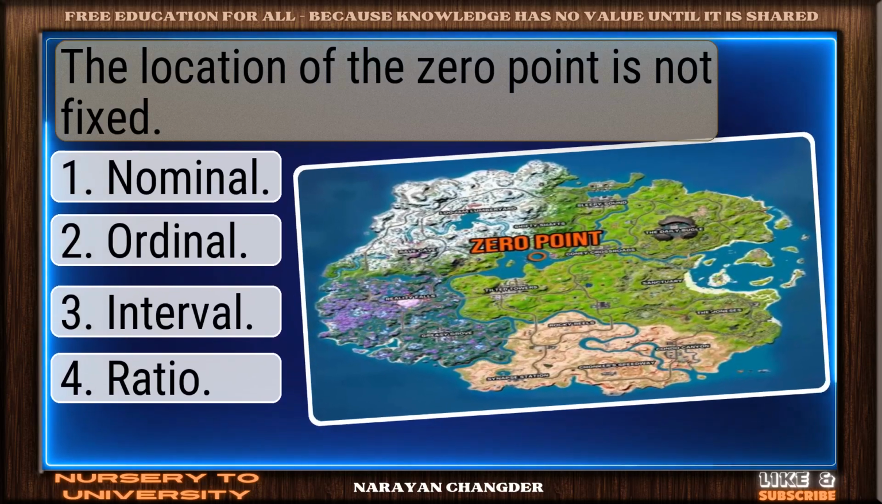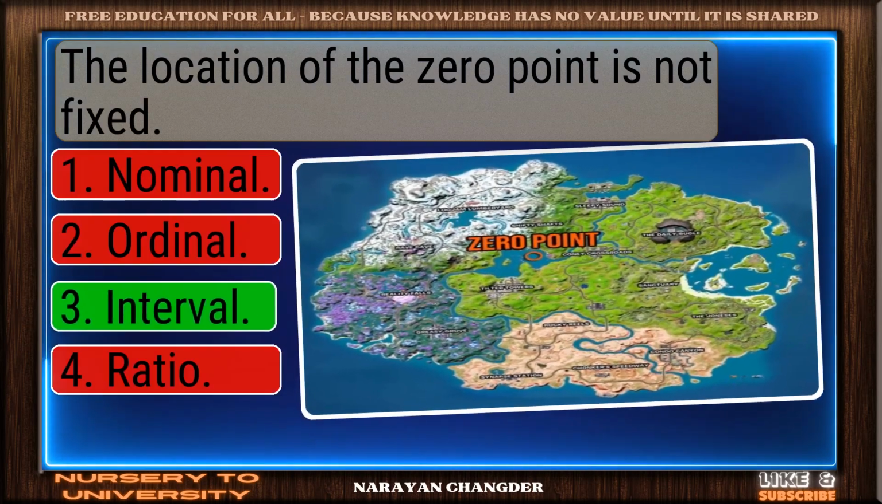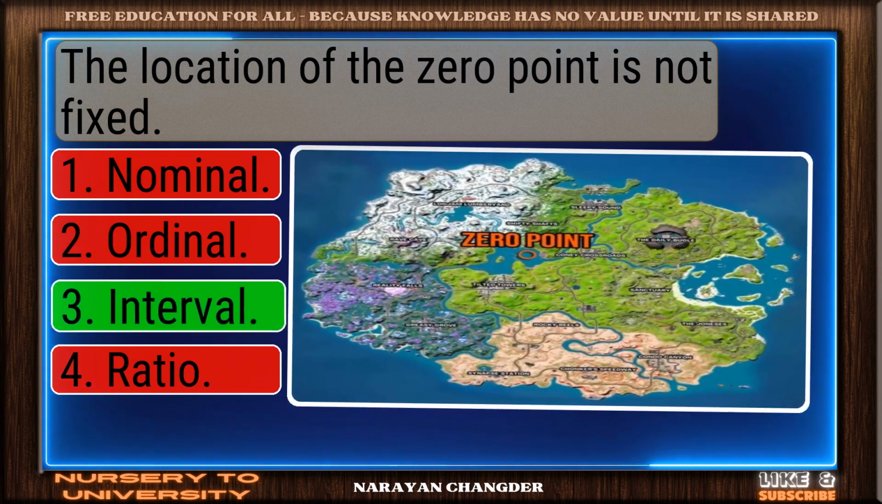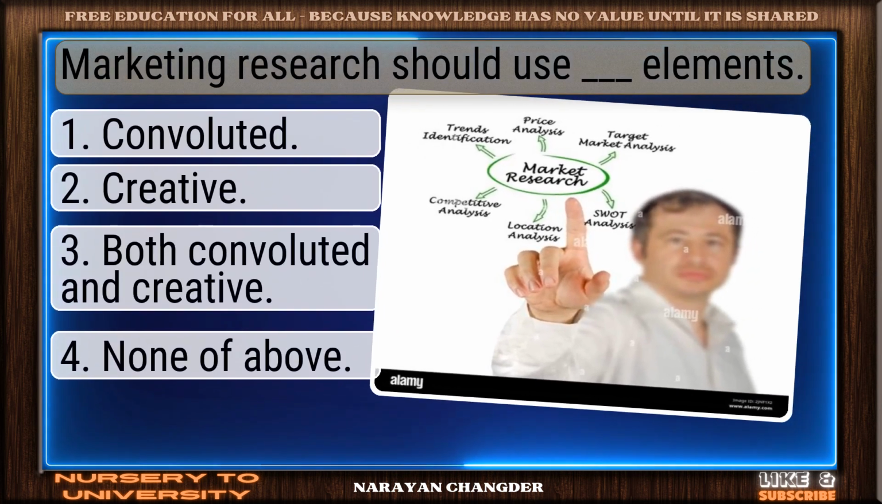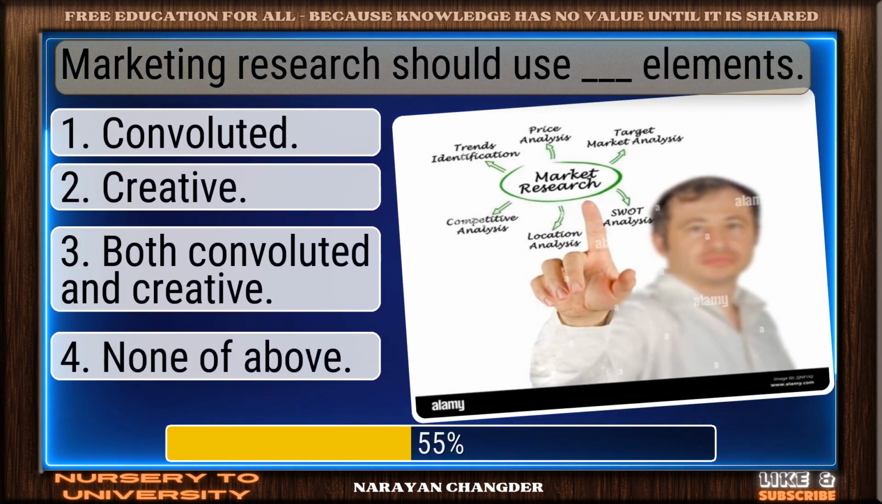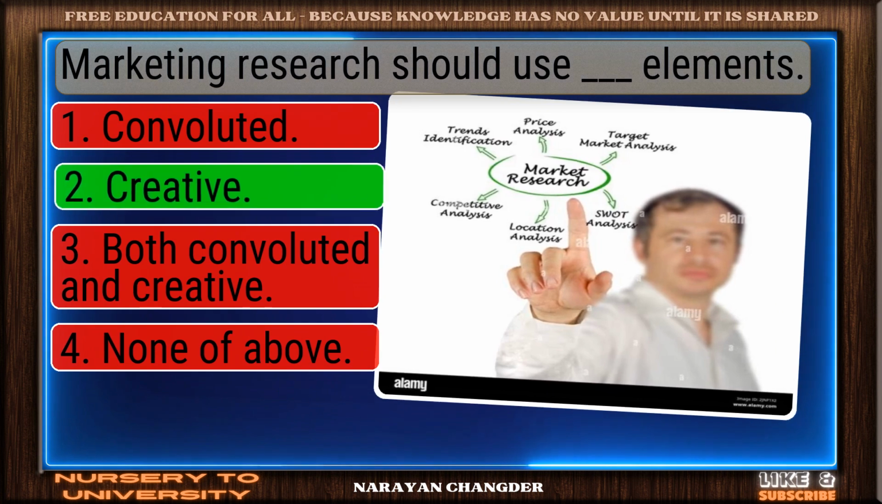The location of the 0 point is not fixed. You got it. Your choice interval is right. Marketing research should use dash elements. Well done. Creative is the right choice.